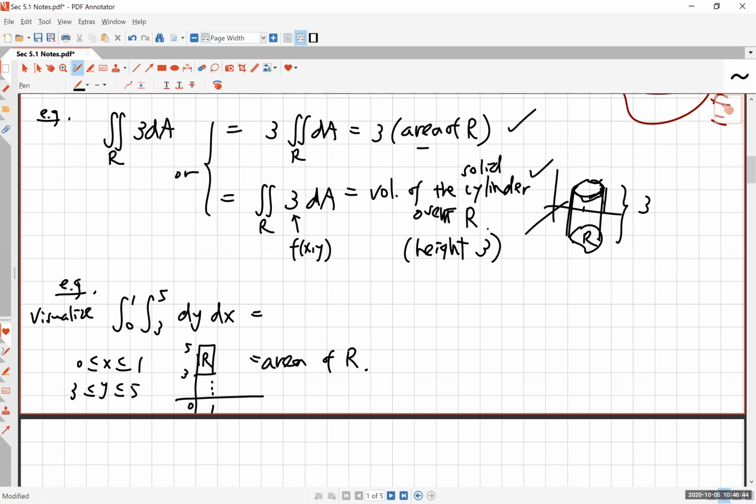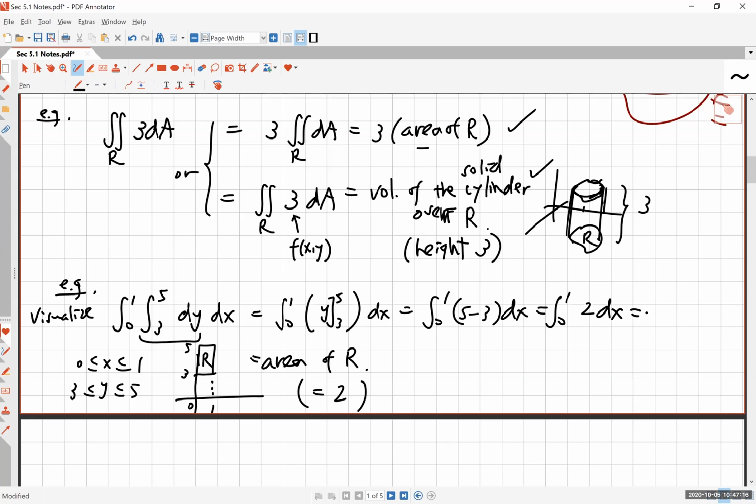Of course, the answer should be 2, because you can tell from this picture that it's a 2 by 1 rectangle. So the answer has to be 2. And the way you integrate this is, you do this integral first. What is the integral of 1 with respect to y? Well, of course, that's y, going from 3 to 5. This is how you integrate it, hopefully using your fundamental theorem of calculus from calculus 1. And so this is 5 minus 3, which is 2 dx, and then you have 2x going from 0 to 1, that's 2 times 1 minus 0. Of course, it's 2.